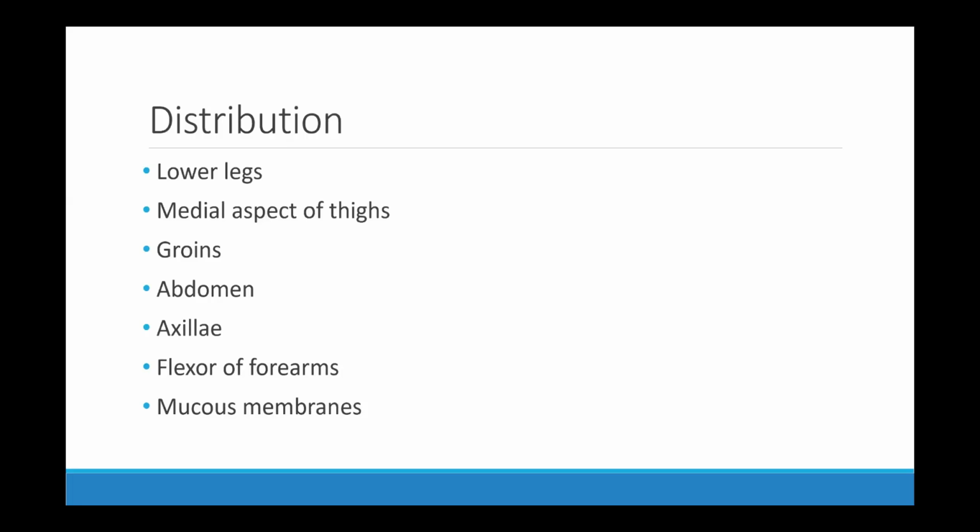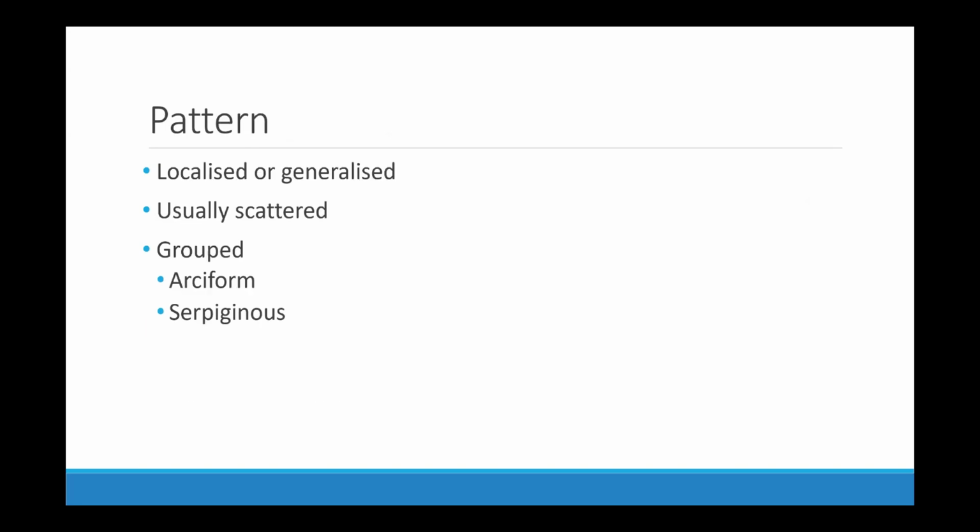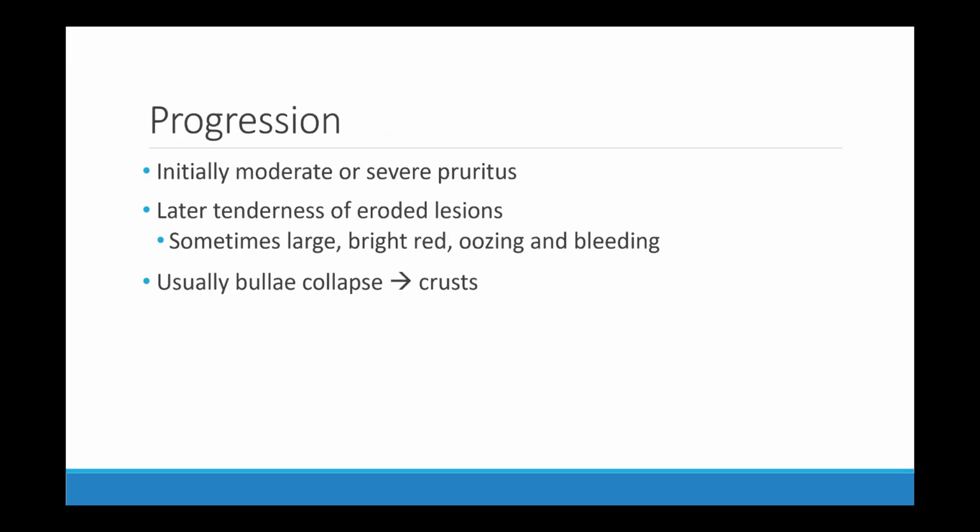Distribution includes lower legs, medial aspect of your thighs, groins, abdomen, axilla, flexor of forearms, mucous membranes. The pattern can be localized or generalized, but it is usually scattered. Grouped lesions can occur in an annular or serpiginous pattern. Initially, patients with bullous pemphigoid have moderate or severe pruritus, but later they develop tenderness of eroded lesions, and sometimes these areas can be large, bright red, oozing, and bleeding. And usually the bullae collapse to form crusts.